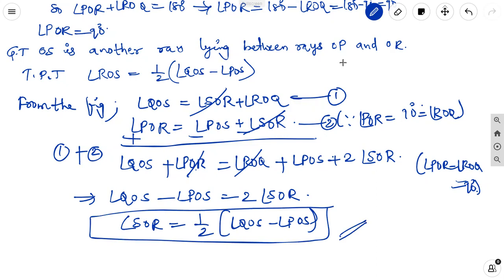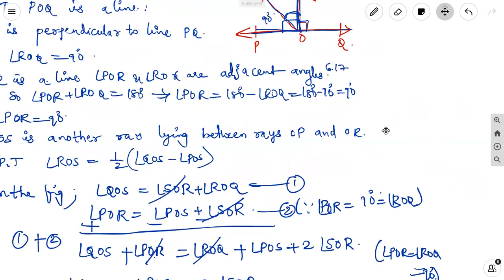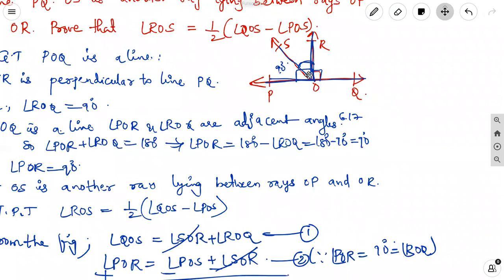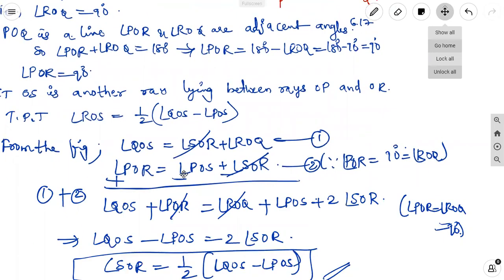Here we can write QOS equals SOR plus ROQ, and ROP equals ROS plus SOP. So here POS or SOP, ROQ and POR both are 90 degrees. Those will get cancelled. After adding, we are getting 2.